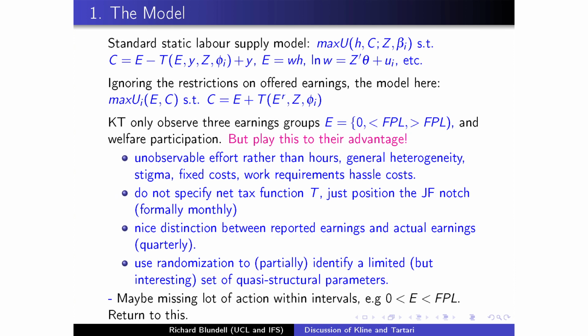But you play it to your advantage incredibly, because you say, well, I can put all these things in and just get some basic revealed preference inequalities or conditions. You don't specify a tax function, just a position and notch. You have this nice relationship between reported and actual earnings. You use randomization. But you're missing quite a lot, I would argue, within the intervals.